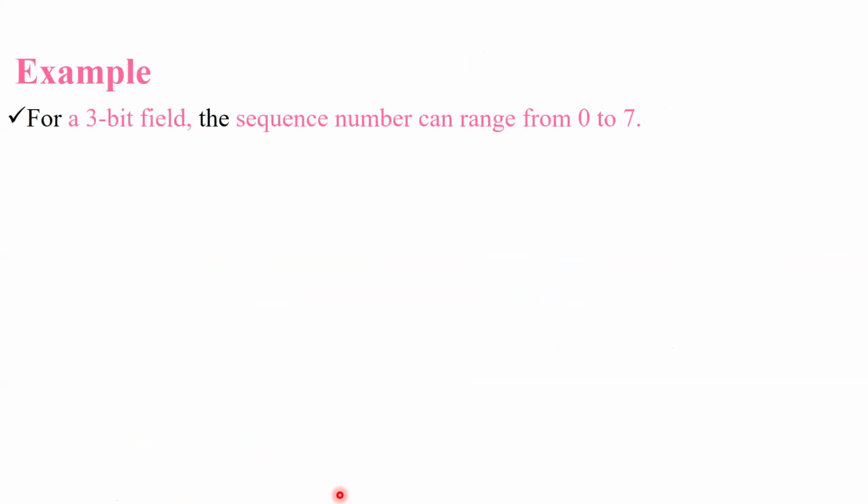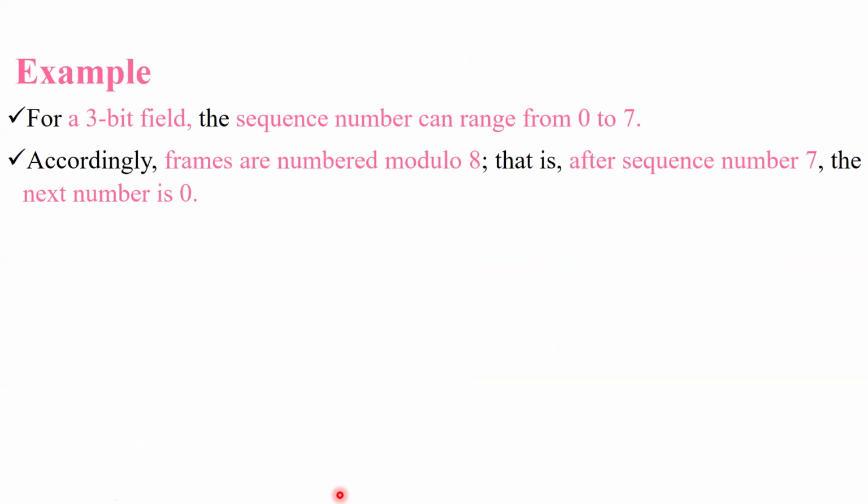For example, sliding window. Here I have taken a 3-bit field. The sequence number can range from 0 to 7, which means the frames are numbered modulo 8. After 7, the next number starts again from 0.